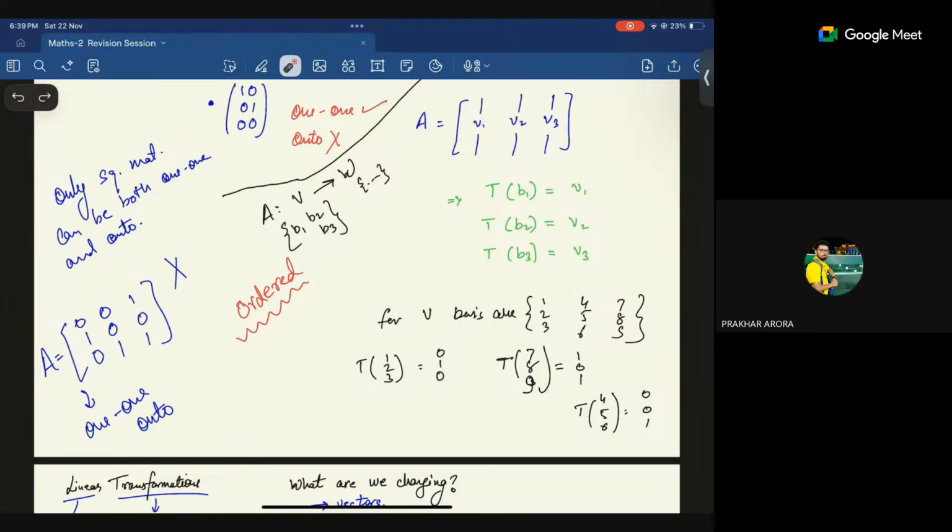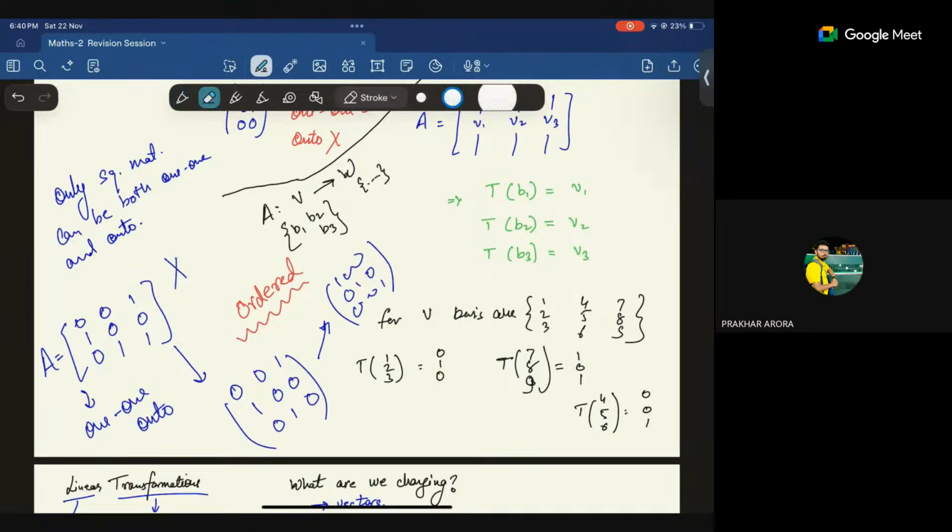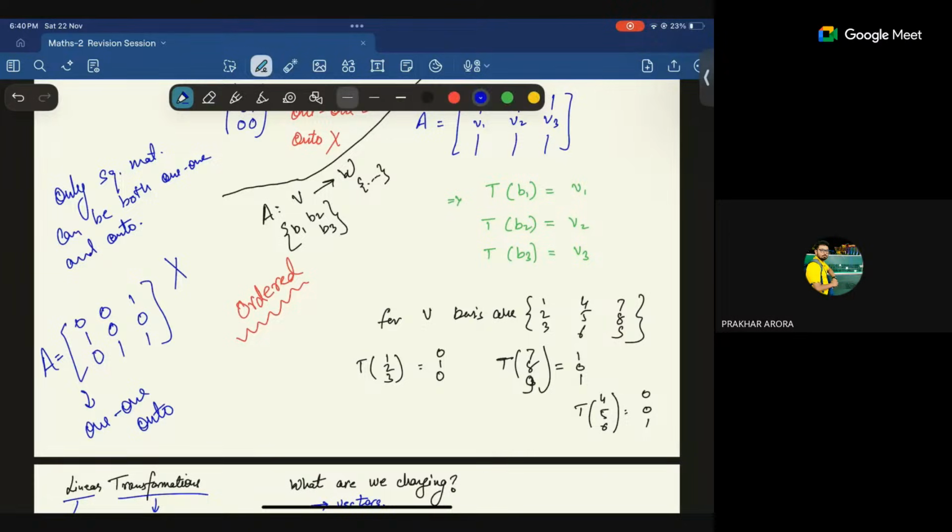Yes, Roshan, these are not in RREF, but you can convert it into RREF. When you convert it into RREF, this will become 0 0 1. I should not be doing this, but I am. You just change the order of these rows here. You will get 100, 010, 001. So that's it. I hope you know RREF. I cannot teach RREF here, please.